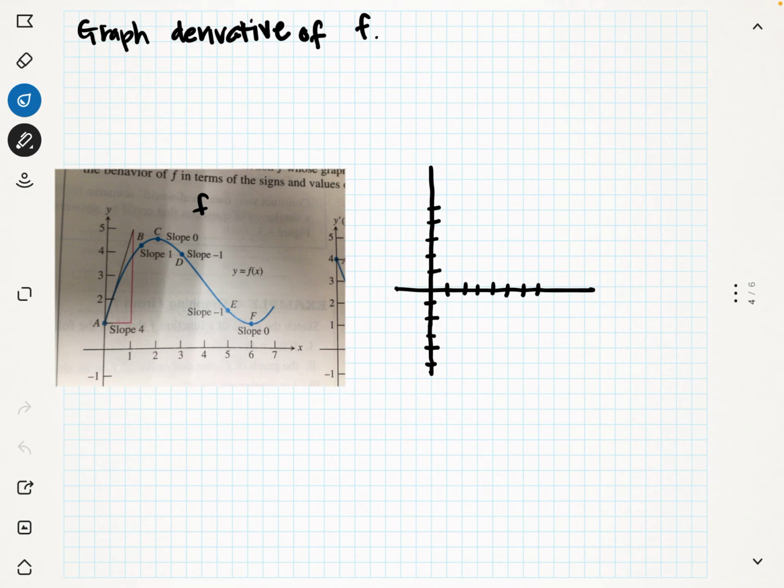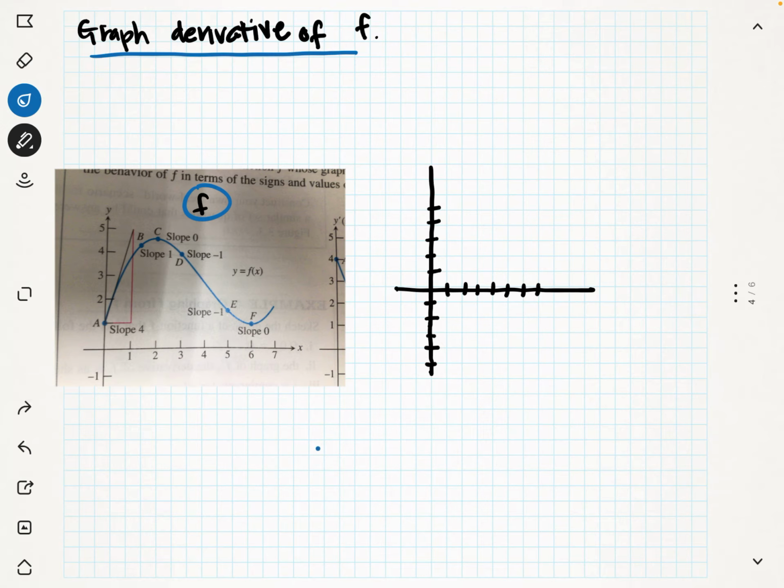All right, the next one. This one's not so difficult conceptually, but you have to be very careful about what it's asking us to do and what it's giving us. So it's saying, graph the derivative of f. Okay, awesome. So this is the graph of f. And it's even nicely giving us the slope. The derivative of f is f prime. Okay, so it's giving us the slope at each point.